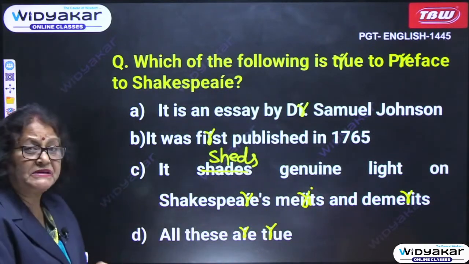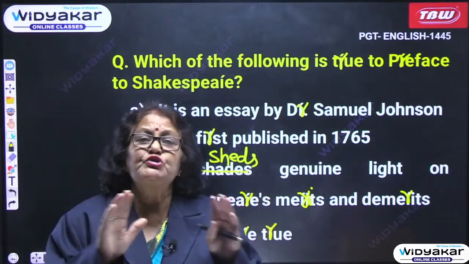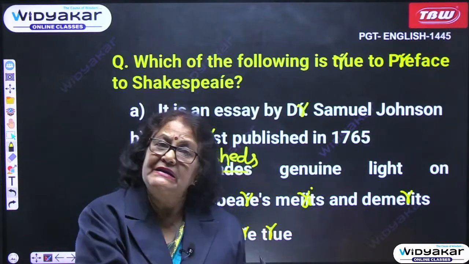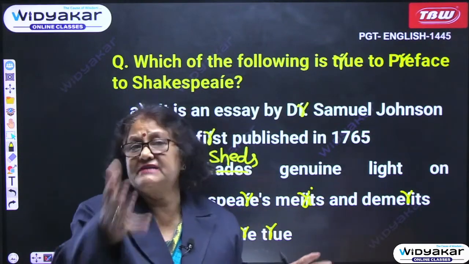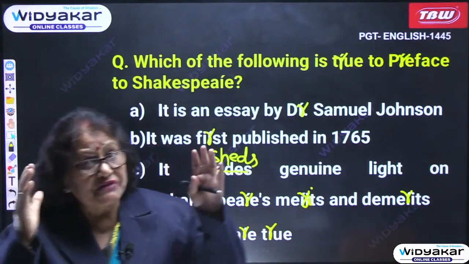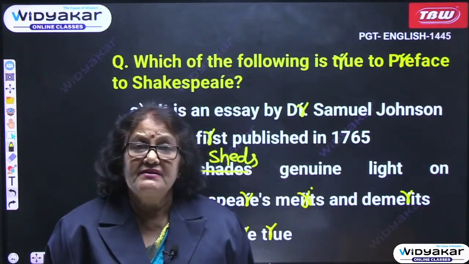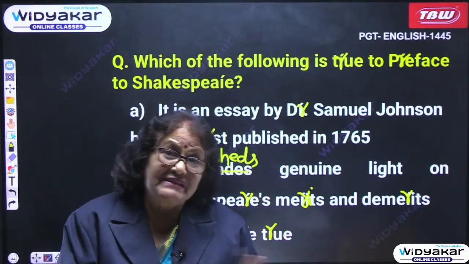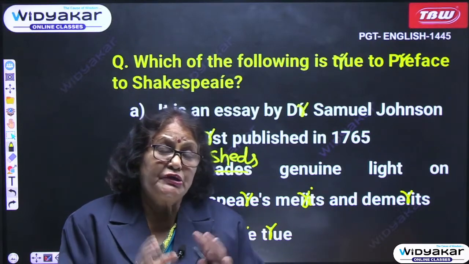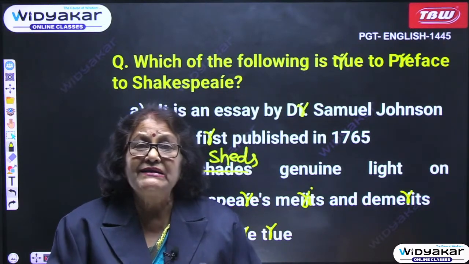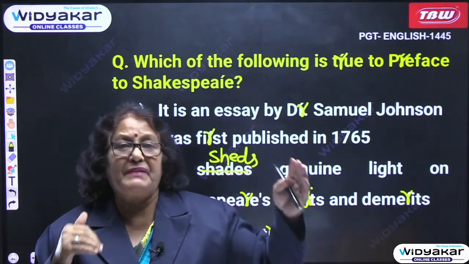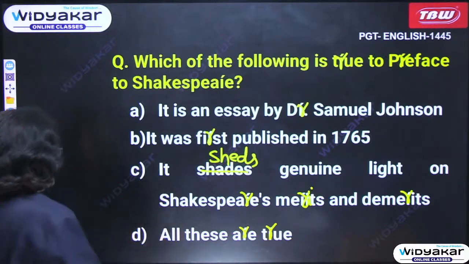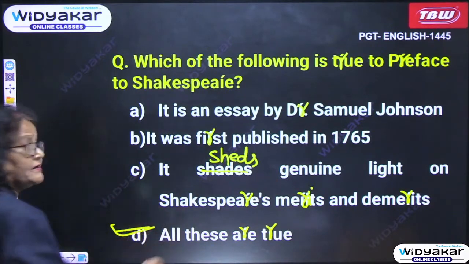So the Preface to Shakespeare was divided into 2 parts. The first part is where Johnson deals with Shakespeare's merits and demerits. Why is Shakespeare great? What are the merits of Shakespeare to be such a great dramatist and a great artist? And second, what are the methods he has used, the editorial tools he has used while editing the plays of Shakespeare? It has a second part. So option D is the right answer. All these are true.